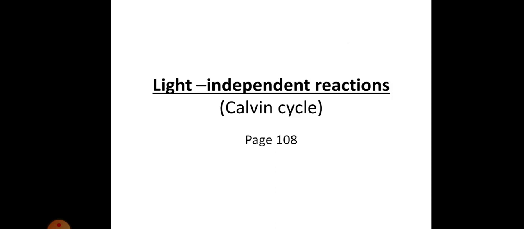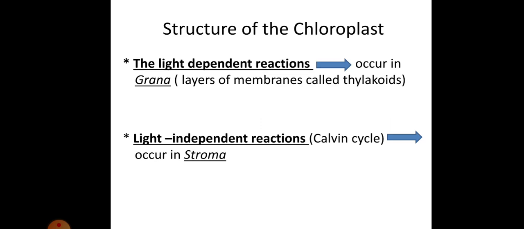As you know, there are two types of photosynthetic reactions: the light-dependent reactions that occur in the grana and the light-independent reactions or Calvin cycle that occur in the stroma.